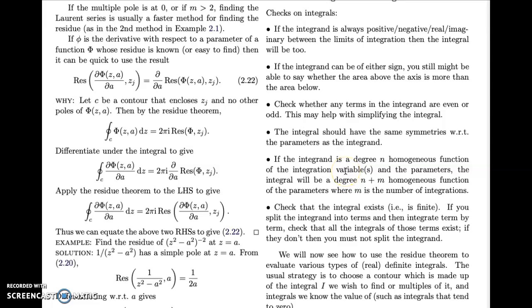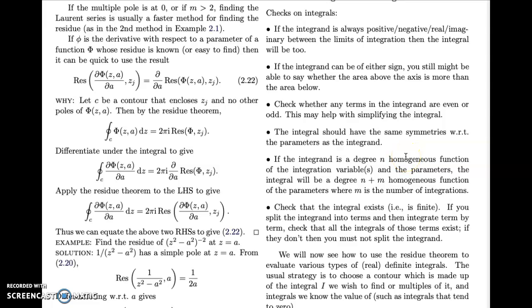Okay, so this one is a little bit more complicated to explain, but basically, if you're a physicist, then you understand this as sort of checking dimensions. So if the integrand is a degree n homogeneous function of the integration variables and the parameters, the integral will be a degree n plus m homogeneous function of the parameters, where m is the number of integrations.